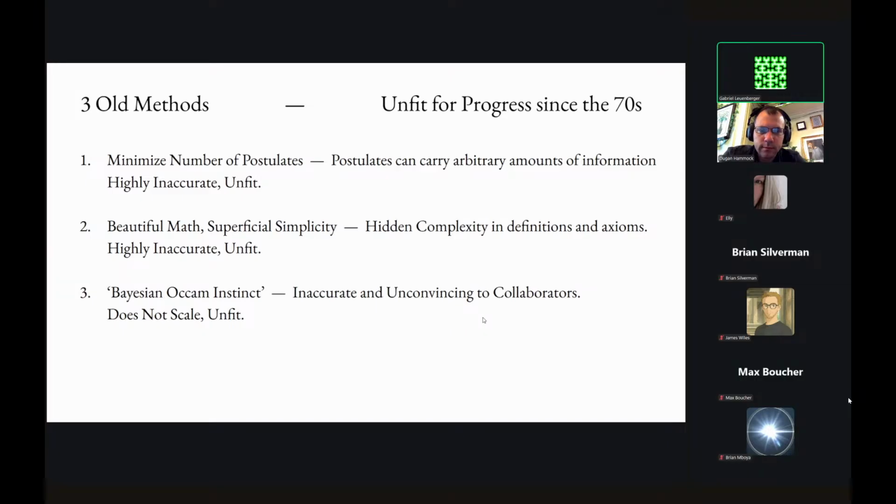There's an Occam's razor instinct, basically a Bayesian instinct in the brain, that you could use to make progress, but this only works if you work by yourself, and it's going to be quite inaccurate, and you're not going to be able to convince collaborators like that, so it doesn't scale either. It also doesn't work. And then the question is, if all of these three methods are no good, how do you actually calculate the model complexities and report them?